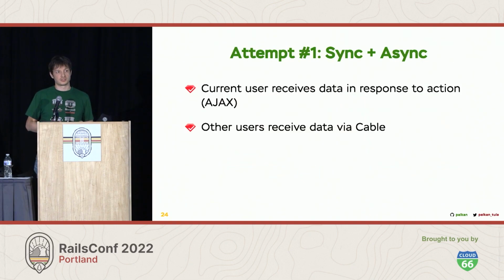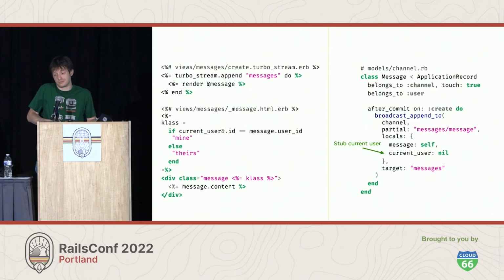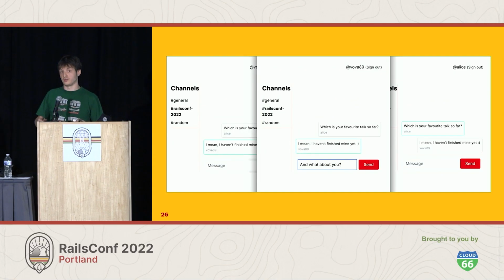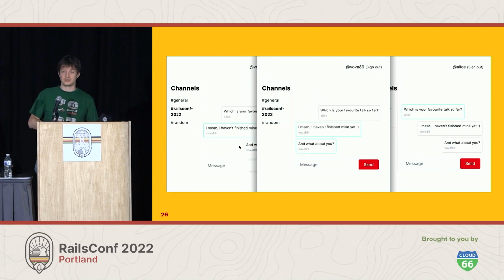The very first attempt could be: OK, we just send create message as an AJAX request, and we return some data in the response for this particular user, and everyone else gets updates through cable. Easy, no need to change anything, except probably stopping the current user in the broadcast, but that's it. The problem is that a user may have multiple tabs, multiple devices.